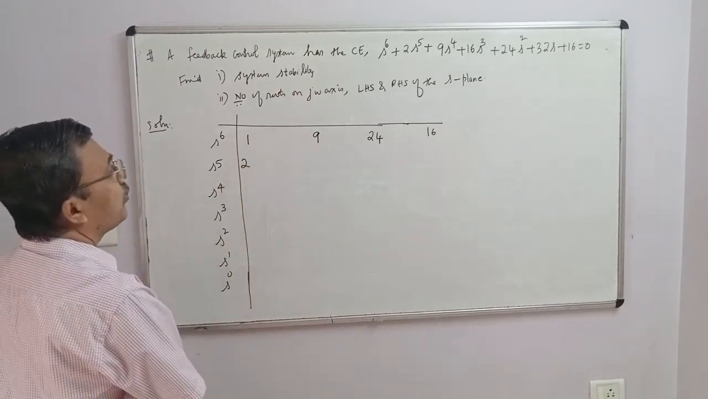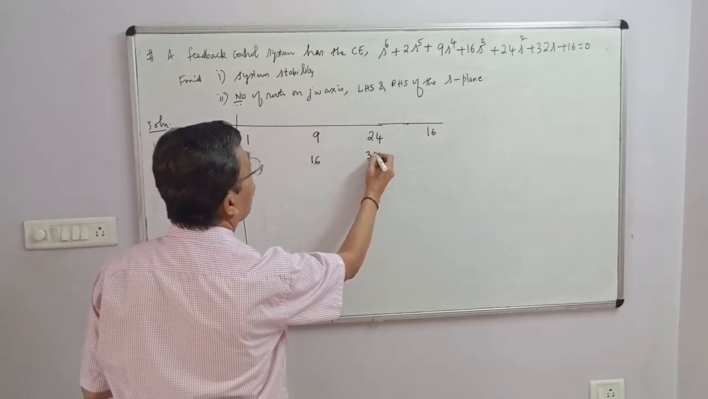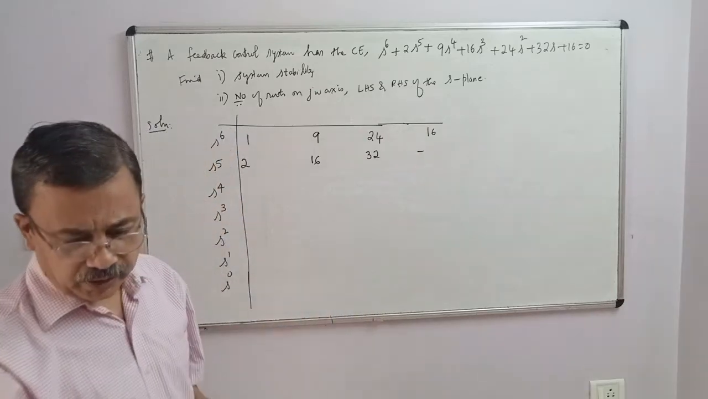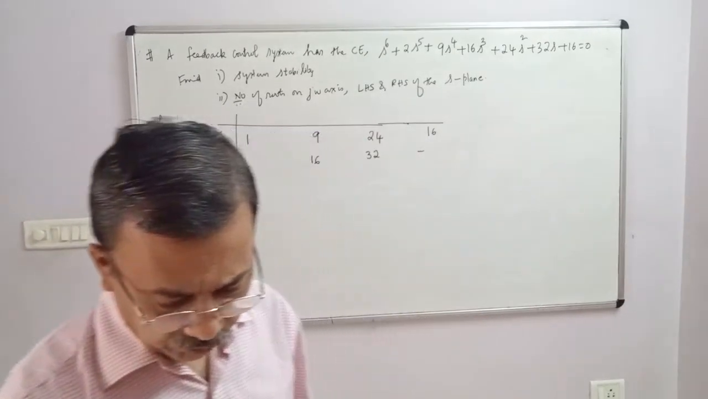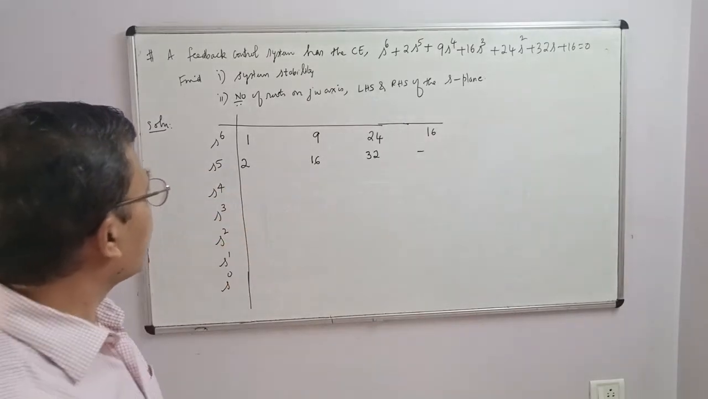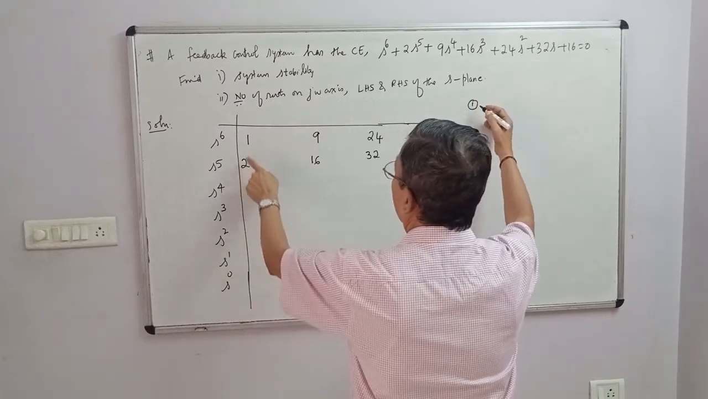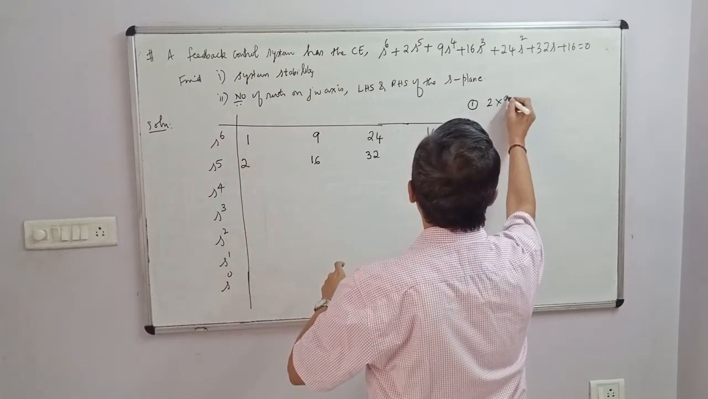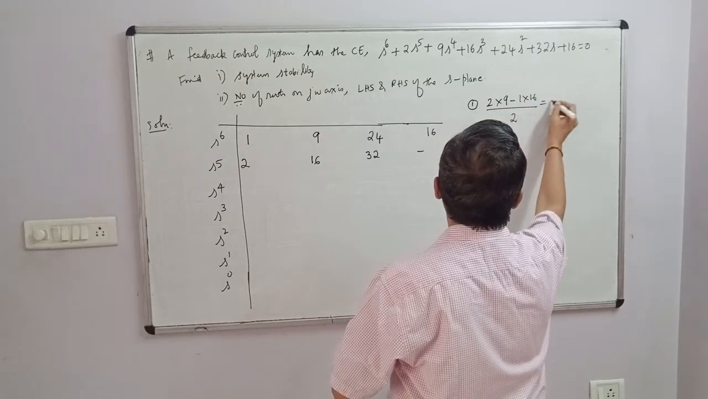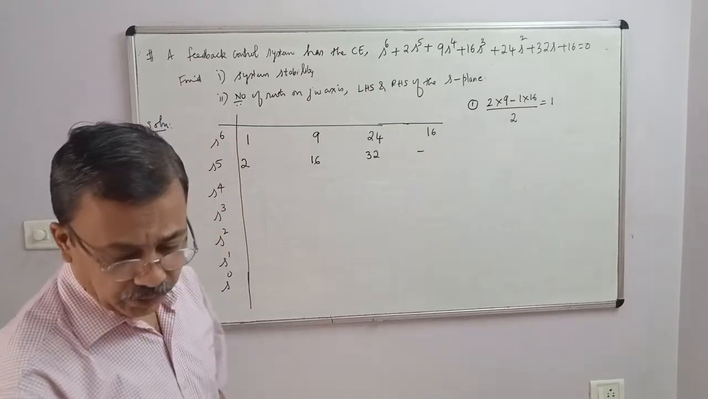This is 2. Coefficient of s to the power 5 is 2. Coefficient of s cube is 16. Coefficient of s to the power 1 is 32. So the first two rows have been entered from the given characteristic equation: 1, 9, 24, 16; 2, 16, 32, nil. So what is this element? It is 2 into 9 minus 1 into 16 divided by 2. 2 into 9 is 18, minus 16 is 2. 2 by 2 is 1.